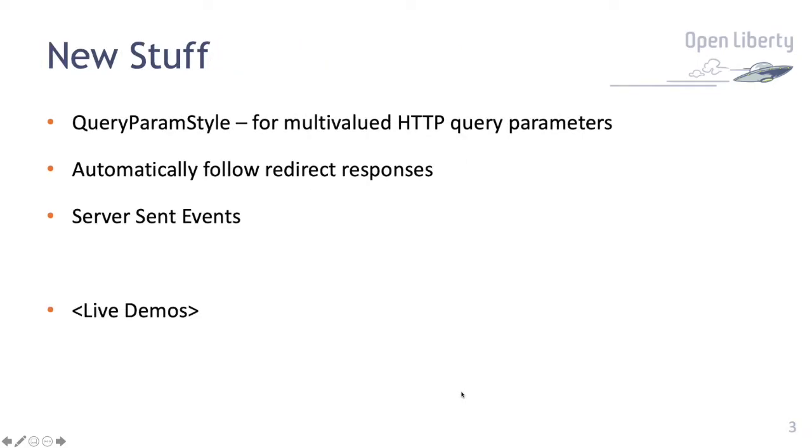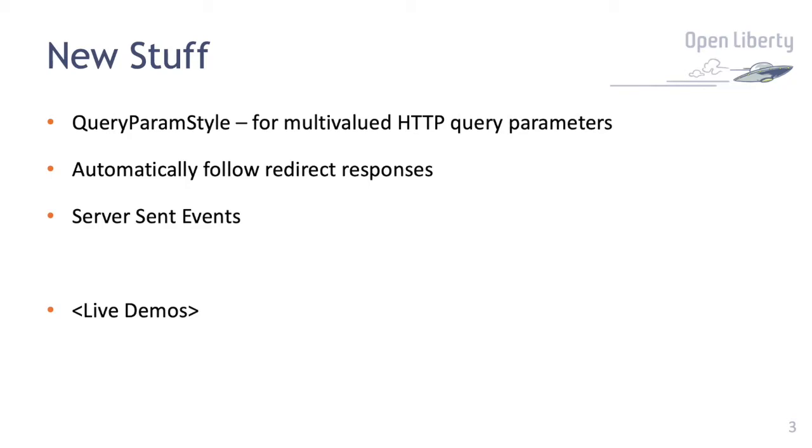So the new stuff that we're going to talk about, and I'll have live demos for each of these three, are query param styles. We use those for multi-valued HTTP query parameters. There are different styles that different servers use, so a client has to be able to accommodate those different styles, and it's basically just the way that query parameters are sent as part of the full HTTP request to the server. So now we have a way to change the style that those are sent, and you'll see that more in the live demo.